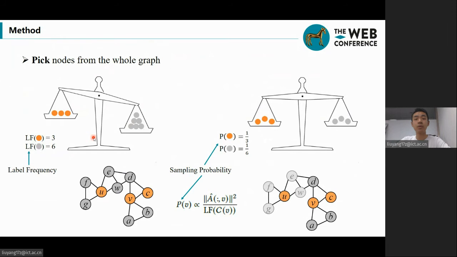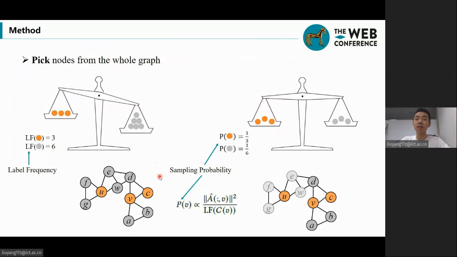Let's first look at a simple toy example. If we have 3 orange balls and 6 green balls, how can we obtain color balanced balls by a sampling process? One simple solution is to set the sampling probability to be inversely proportional to the label frequency. In other words, we sample the orange balls with a probability equal to 1/3 and the green balls with a probability equal to 1/6. Then after several rounds of sampling, we are expected to get a color balanced set of balls.